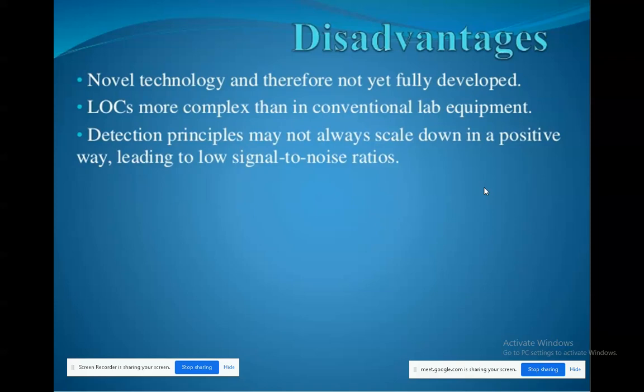And then the detection principle may not always scale down in a positive way, leading to a low signal to noise ratio. So receiving the signal using the detector will be affected. That means you will not receive the exact signal. It may cause a noise ratio problem. The SNR problem will arise, meaning noise may interfere with your original signal while you are receiving it in the detector. So that will be the problem in using a lab on chip device.